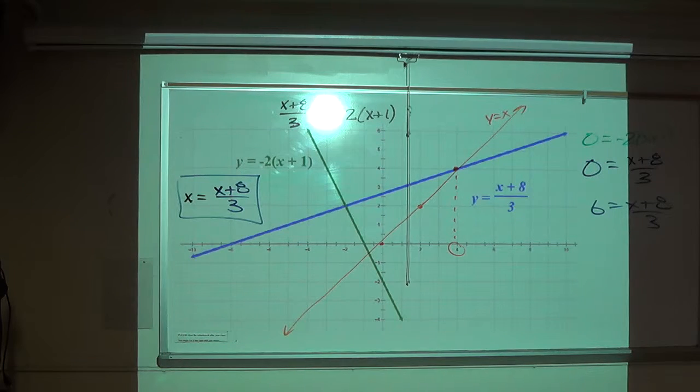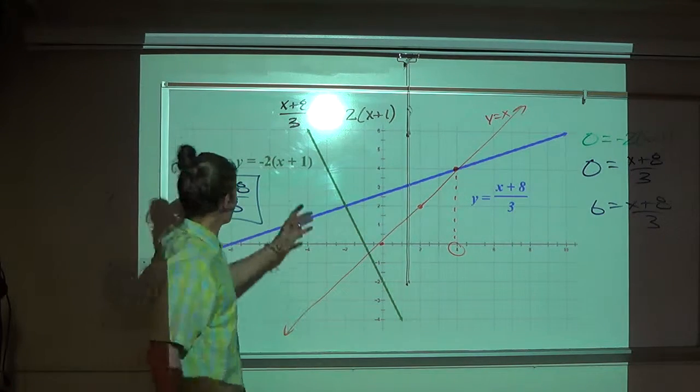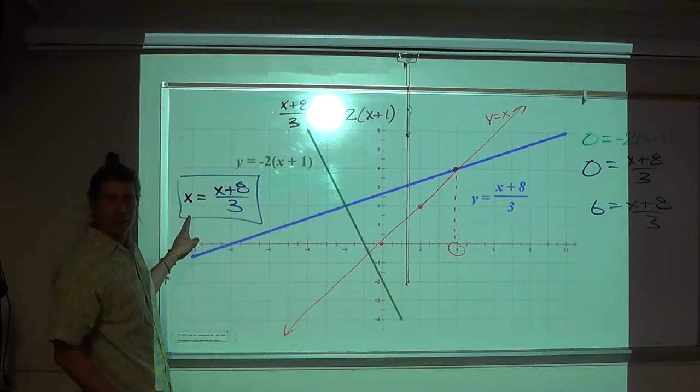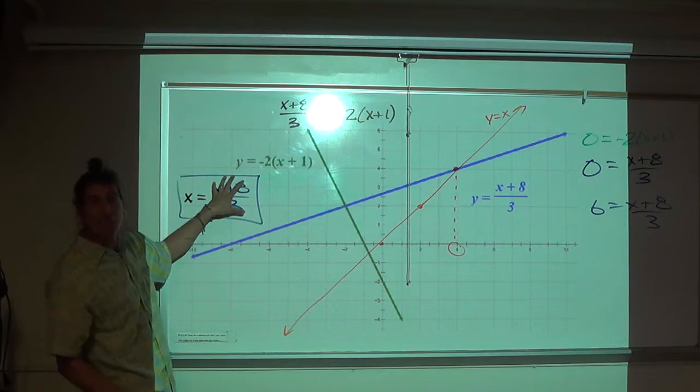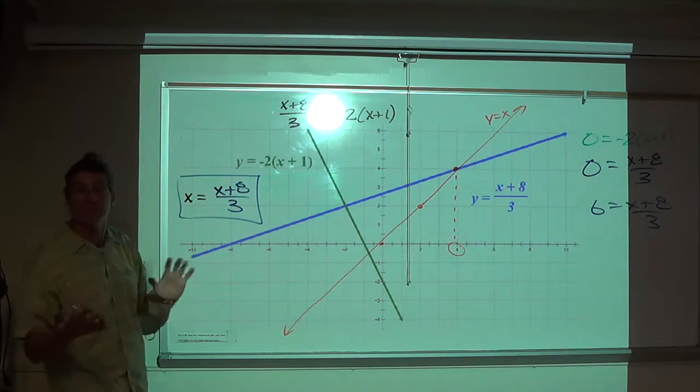Could you solve it manually? Could you multiply by 3 and start doing all the algebra? Yes, of course you can. But the question is, and thank you for asking it, what is that x? What does that x mean? It means the same thing this means. It's just a different line behaving in different ways.